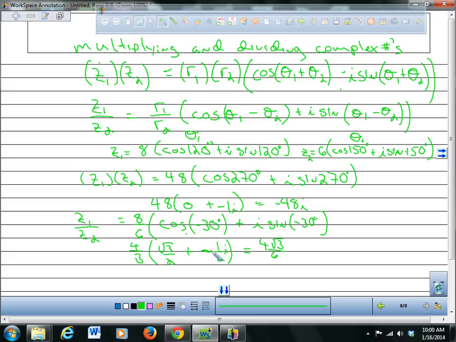To simplify that, root of 3 over... Oh, thanks. Hold on a second. Don't get me confused. Minus i times 4 over 6. And Zachy said I could simplify that, which is true, which is 2 root of 3 over 3 minus 2 over 3 i. Okay? Easy enough? Easy stuff, right?